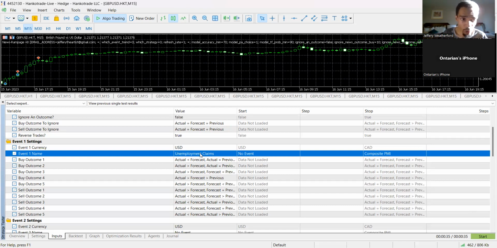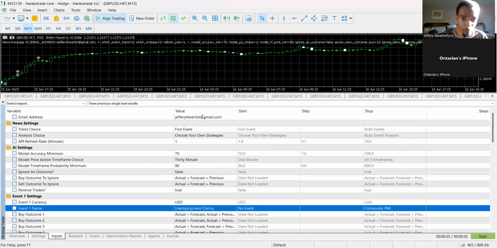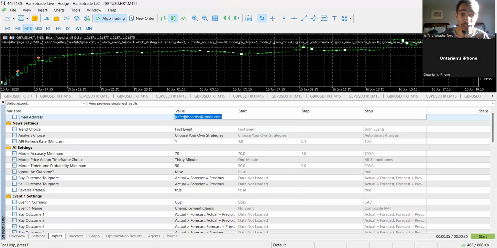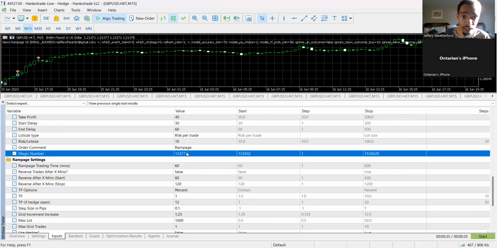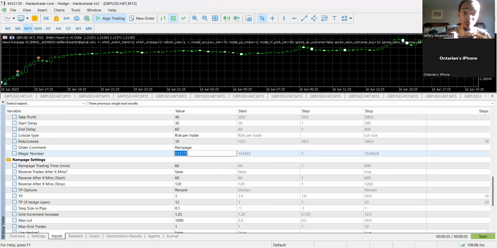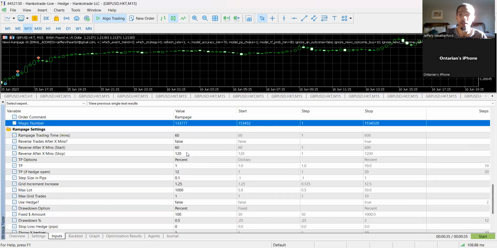All right, let me see. I think I covered everything. Of course, when you get access, you'll get access to one account. You have to enter your email address. It'll be locked to one account number. And it does have a magic number. I know that prop firms get kind of sketchy if they don't want you to copy trades, but that's why we have a magic number. So everything is specific to the user. Right, and that's it.